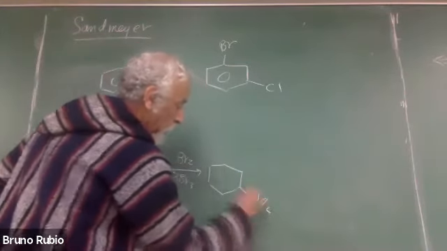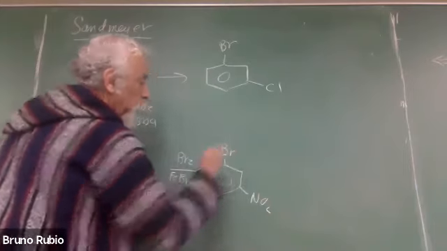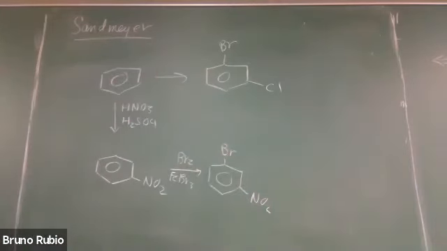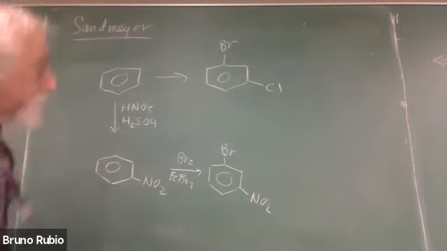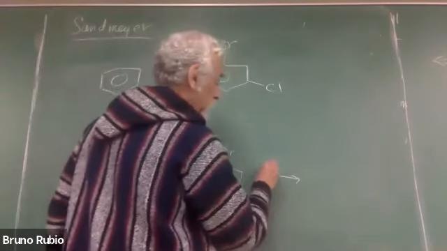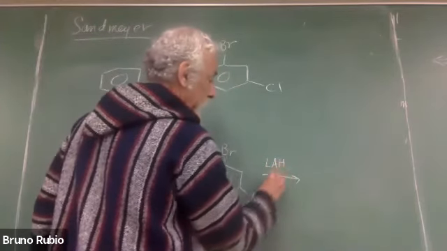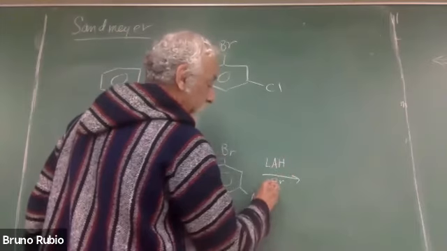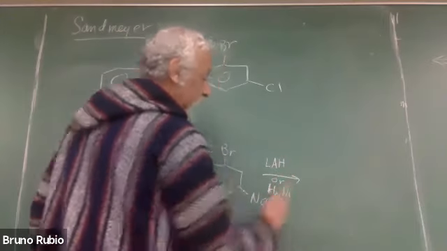Now I'm going to brominate, and that nitro group is giving me the meta orientation that I want in the target molecule. And now this nitro group can be reduced using hydrogen or lithium aluminum hydride. The nitro group can be reduced to the NH2 group. So I could use lithium aluminum hydride or hydrogen and a catalyst.